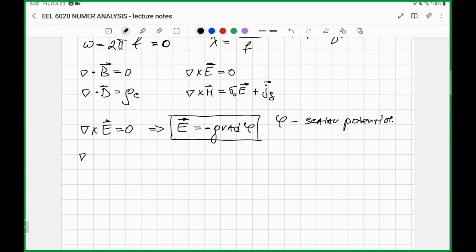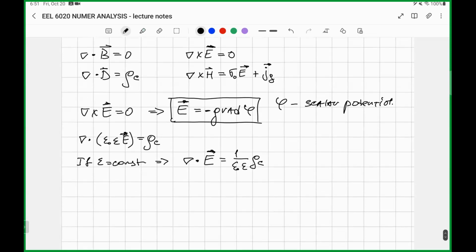All right, scalar potential. Now I'm gonna use another equation for the divergence of the vector D, which is, by the way, epsilon zero epsilon E, equal to the charge density. So now I assume that the epsilon is a constant, as it typically is at zero frequency, at the static field. Then the divergence of electric field is equal to 1 over epsilon 0 epsilon rho.